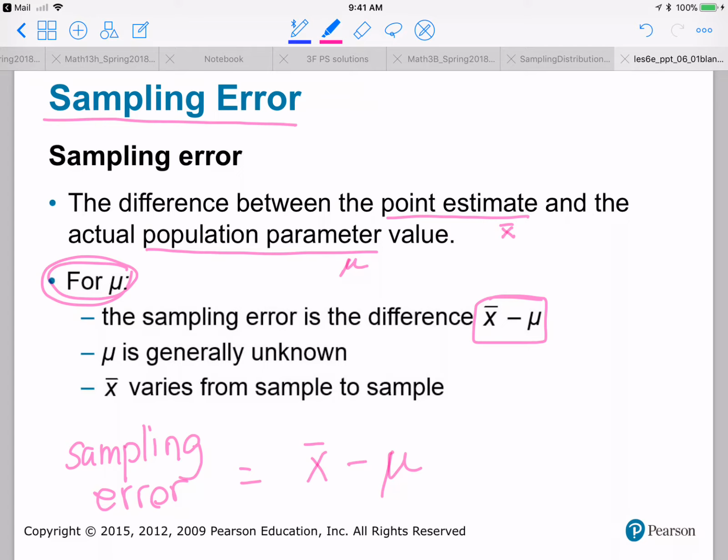And what this tells us is how far off your point estimate is from your actual value, the value that you're trying to find. So that is what the sampling error tells us: how far off your point estimate is.